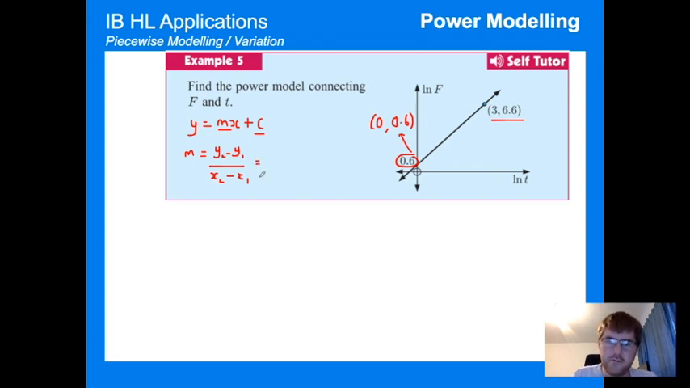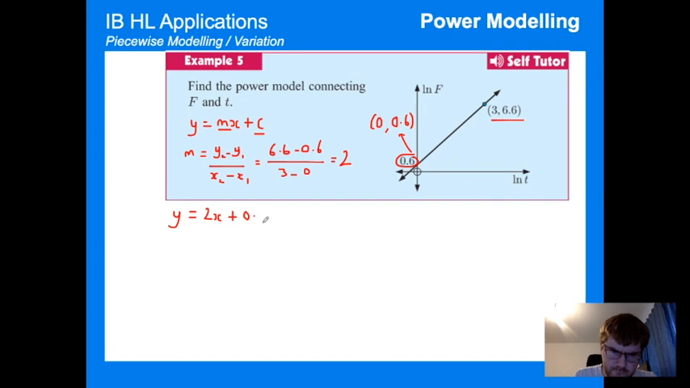If we work through the arithmetic, we have 6.6 minus 0.6 all over 3 minus 0, and if we work this out on the calculator or in your mind, we get 2. So for this specific line, ignoring the ln for the moment, if I took it as a normal y equals mx plus c question, the equation would be y equals 2x plus 0.6. So far that looks kind of normal.